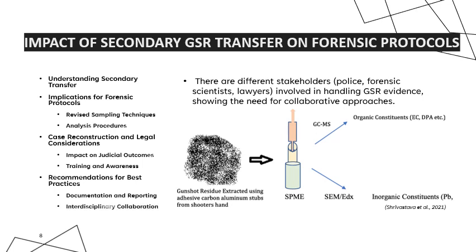Second, interdisciplinary collaboration. I would encourage collaboration between forensic scientists, law enforcement, and legal professionals. This way, we can establish protocols that consider all possible GSR transfer scenarios, enhancing the accuracy and credibility of forensic analysis. So there are several different stakeholders involved. You've got your police, your forensic scientists, your lawyers, all involved in handling GSR evidence. So this shows the need for a collaborative approach.